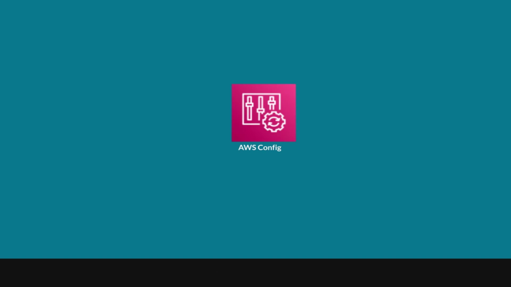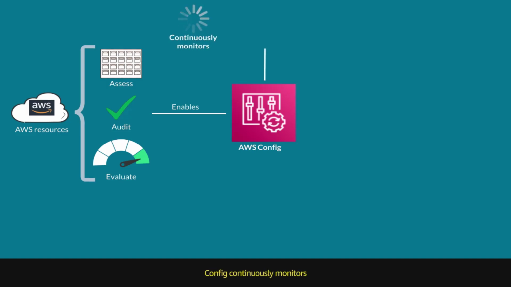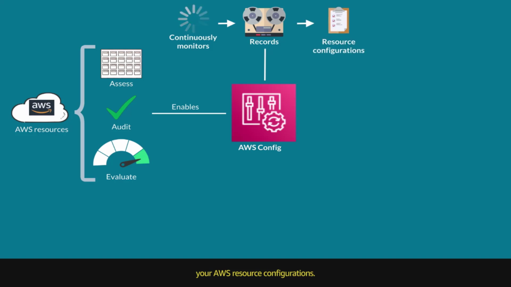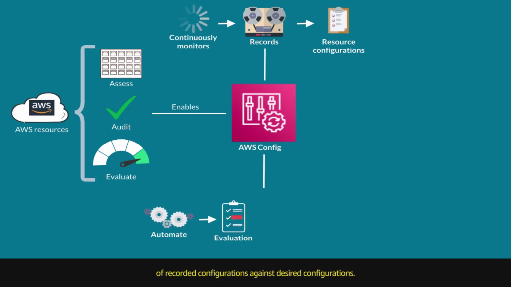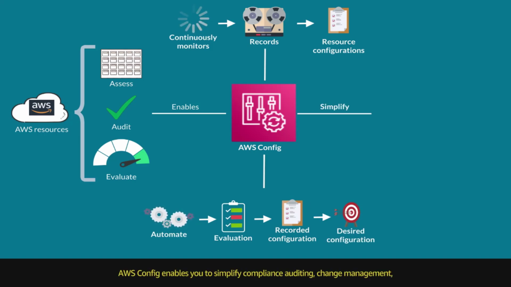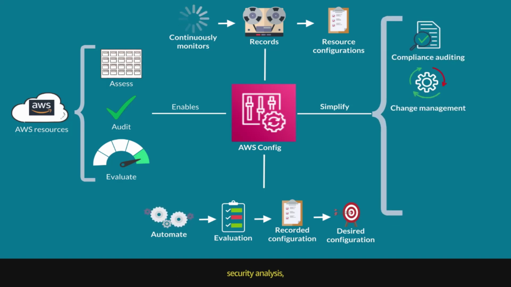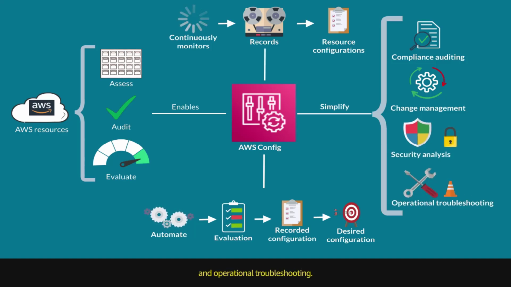AWS Config is a service that enables you to assess, audit, and evaluate the configurations of your AWS resources. Config continuously monitors and records your AWS resource configurations. This allows you to automate the ongoing evaluation of recorded configurations against desired configurations. AWS Config enables you to simplify compliance auditing, change management, security analysis, and operational troubleshooting.